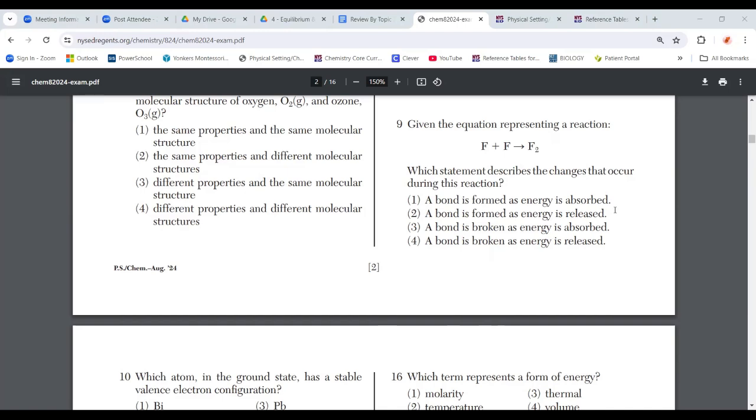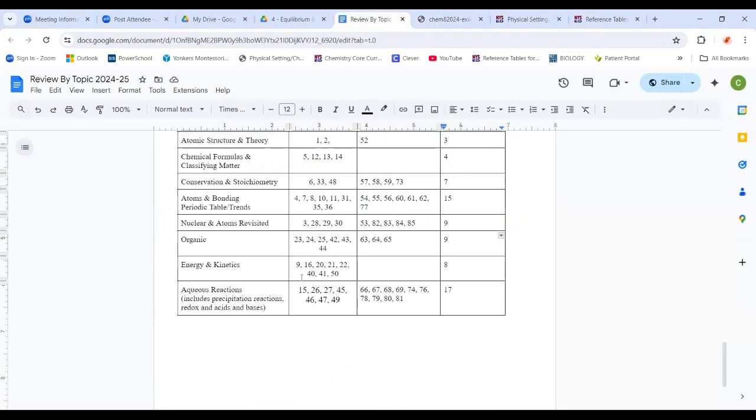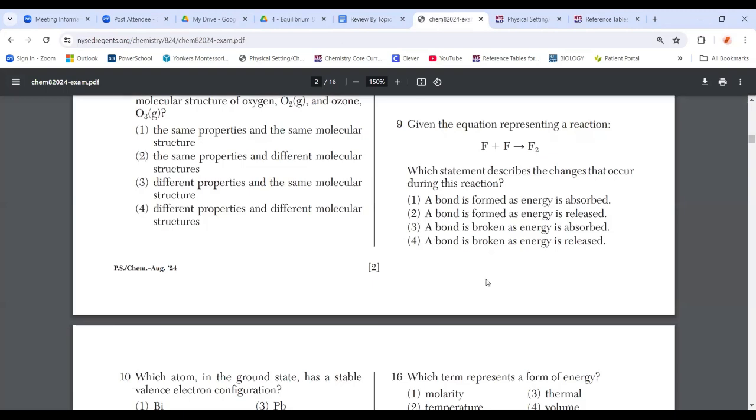The first part would be if they gave you the opposite question: broken, absorbed. I didn't want to accidentally say B was bonded because that's going to give you the wrong answer. All right, let's see. Off of our topic sheet, who else are we looking for? We are looking for 16, 20, and 21.